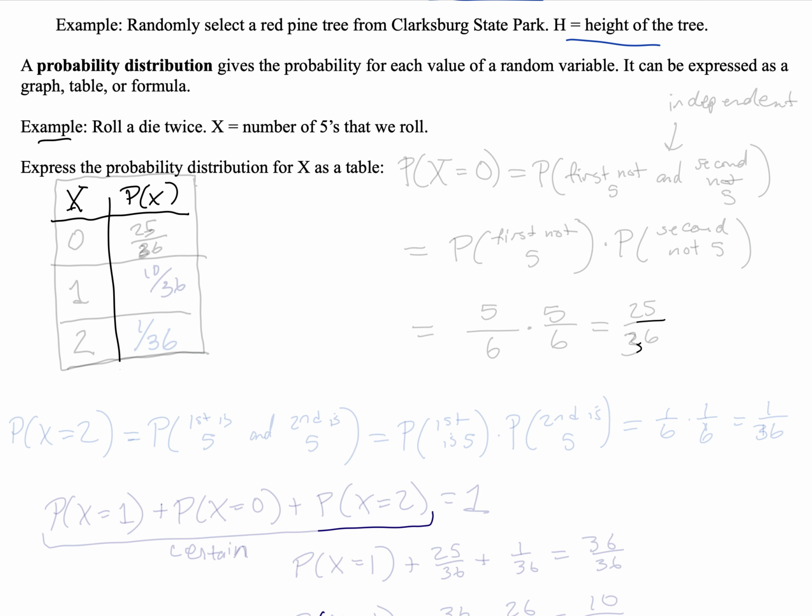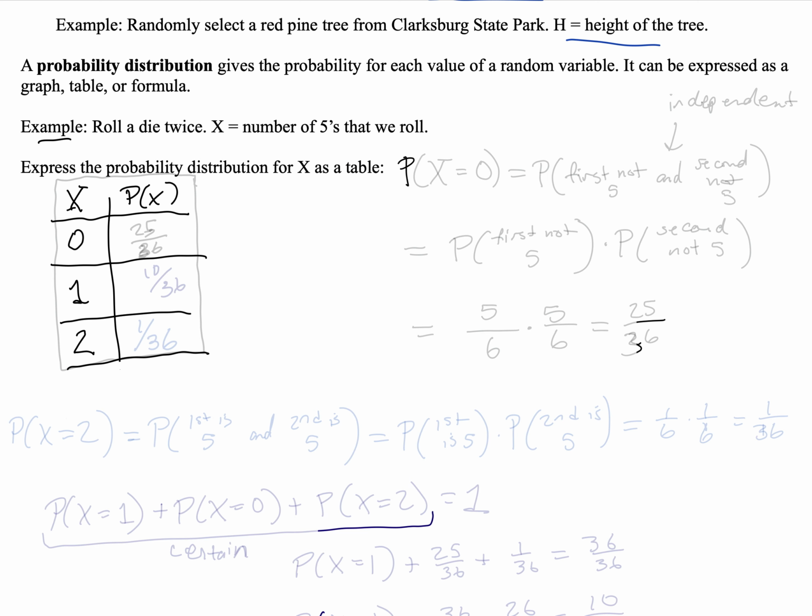So the values that X could take on, we're rolling a die twice. So how many 5s could there be? Well, there could be no 5s. It could be the case that neither of those dice is a 5. There could be 1 5, or there could be 2 5s. So those are the possible values that the random variable X could take on. Now let's find the probability of each of those values.